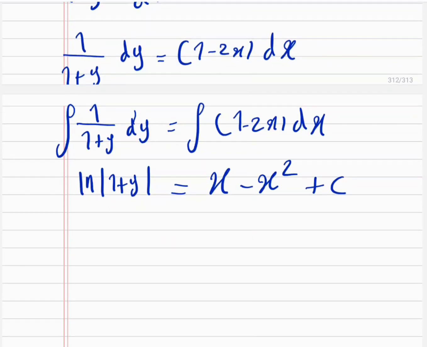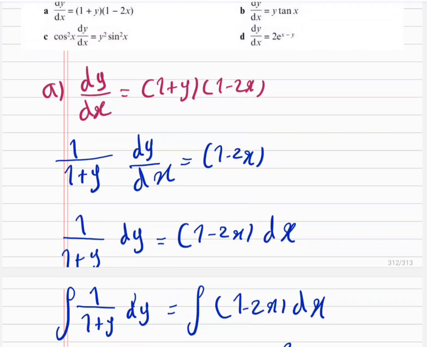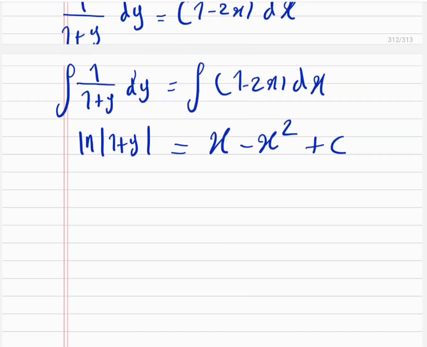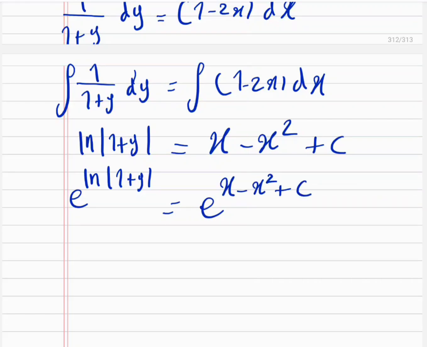Okay, now that we have integrated, we actually can't just stop here, because the question says to give your answer in the form y = f(x). So that means that we need to have y on the left hand side. One typical way of doing this, which happens a lot when we have ln, is taking e to the power of both sides. So we'll have e^(ln|1 + y|) on the left hand side, and e^(x − x² + c) on the other side.